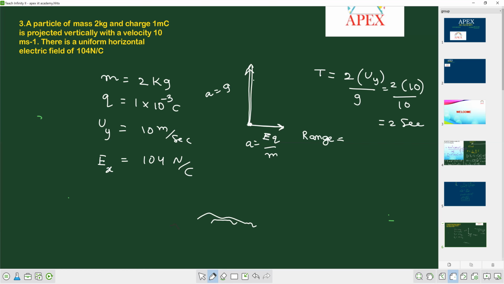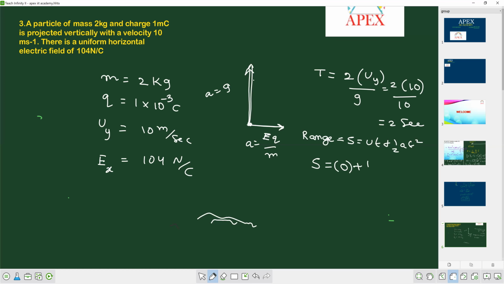So the general formula you can use for distance traveled for uniform accelerated motion is S equal to ut plus half at square. S means the range, the horizontal distance only. Initial velocity vertically is given as 10, but horizontally there is no initial velocity. That means horizontally the initial velocity is 0, because the particle was projected only along the vertical direction.